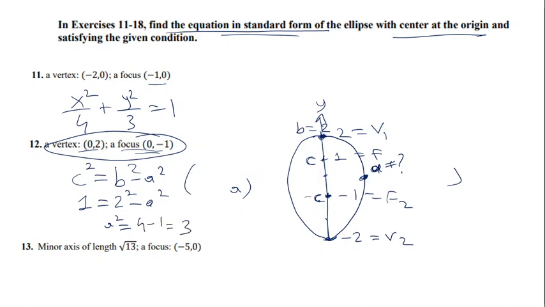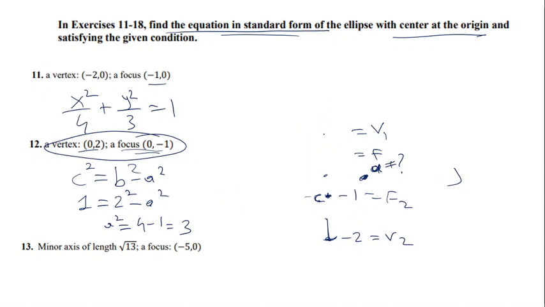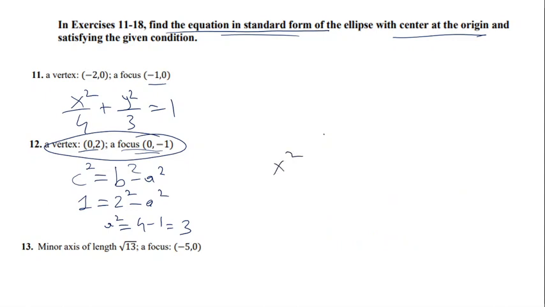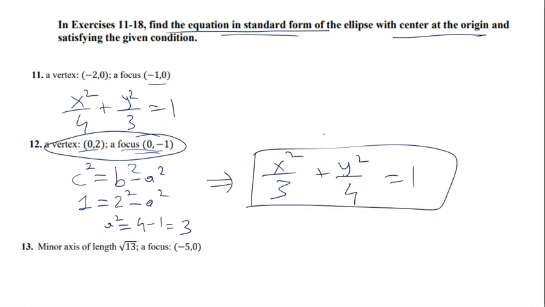And now we can write the equation here. The equation will be x squared over a squared plus y squared over b squared is equal to 1. So a squared will be 3, and b squared will be, sorry, 4. So we'll have this equation.